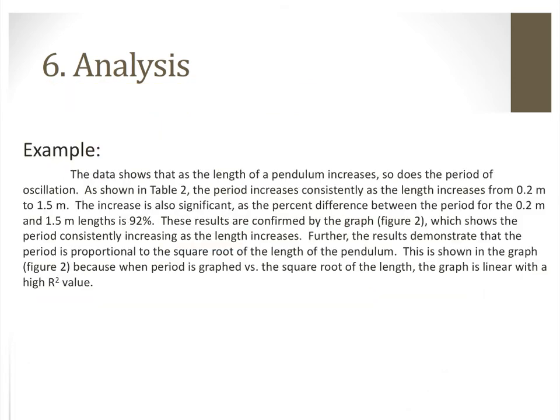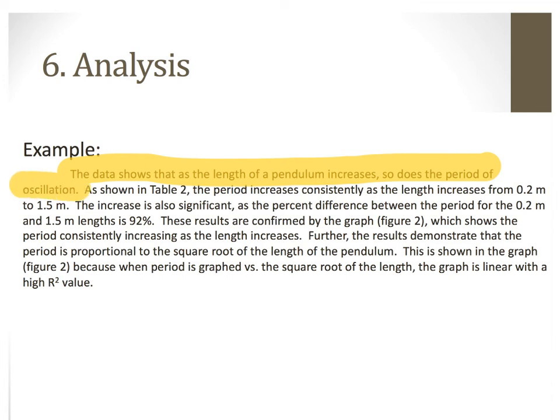All right, so here we have an example of an analysis section. I'm just going to highlight a few things here. We start right here with our actual concluding statement. The data shows that as the length of the pendulum increases, so does the period. Very clear, very concise, a very strong stance. This is the part that's a little bit tricky. So here's our evidence now. As shown in Table 2, the period increases consistently as the length increases. So there is a reference to our data and how that data supports that conclusion.